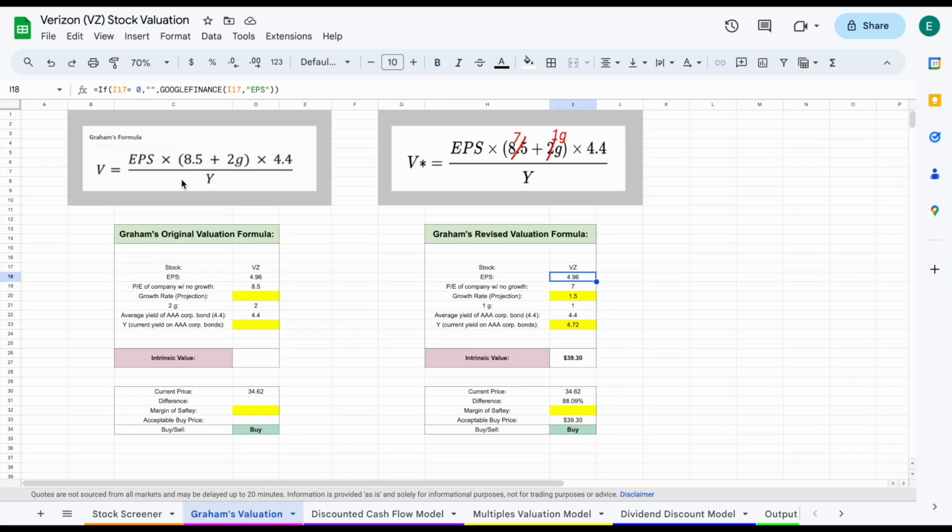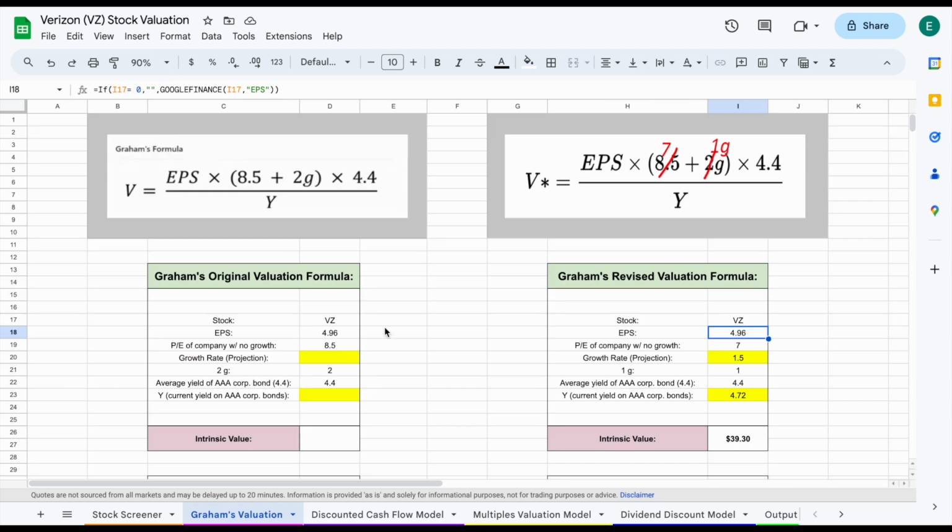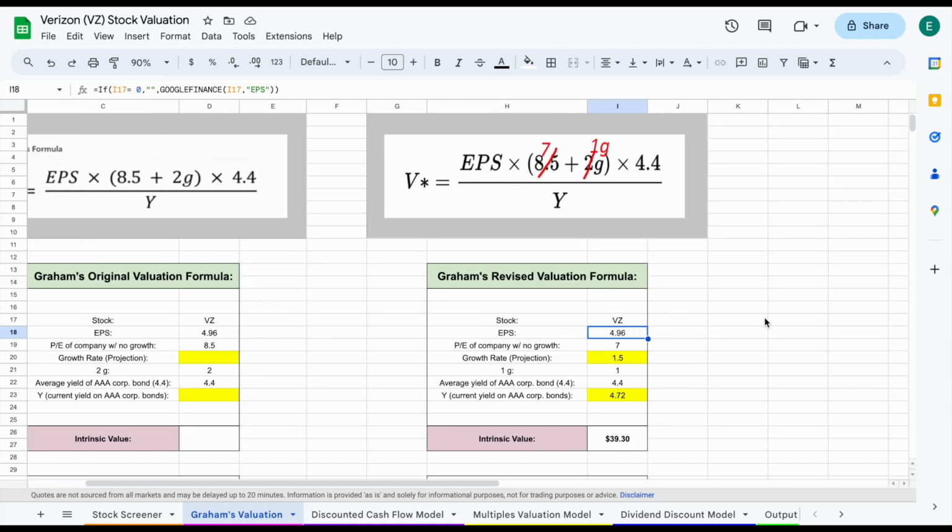Now, the first valuation that we're going to look at is Graham's valuation. And this is a way to calculate the intrinsic value based off of Benjamin Graham's formula he released in the book The Intelligent Investor. So you can see our formula here. We're plugging in things like our earnings per share, our growth rate projections, which do remain fairly low for a company like Verizon. We then have the average yield on AAA corporate bonds, and then we need to plug in Y, which is the current yield on AAA corporate bonds.